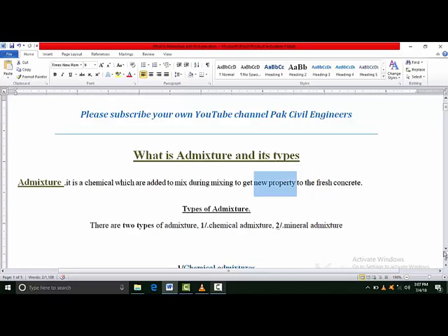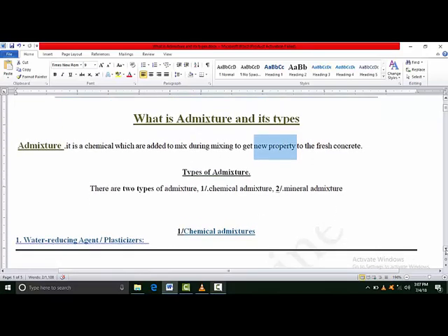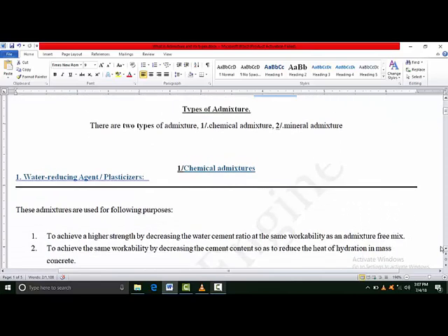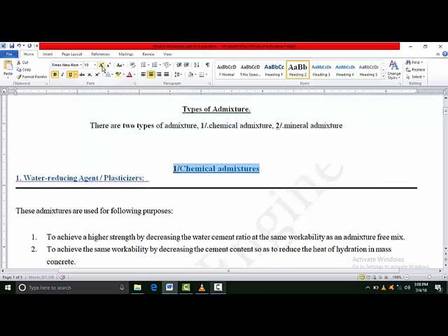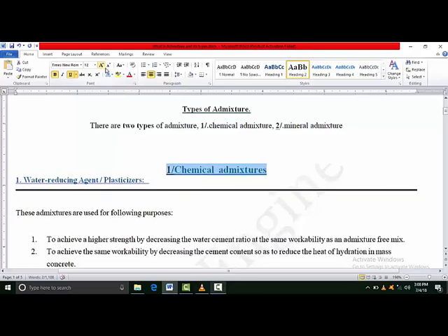Types of admixture. There are two types of admixture: one is the chemical admixture and one is the mineral admixture. In this video lecture I will only discuss the chemical admixture. In the next video, part 2, I will discuss the mineral admixture, but in this video I want to discuss only the chemical admixture.